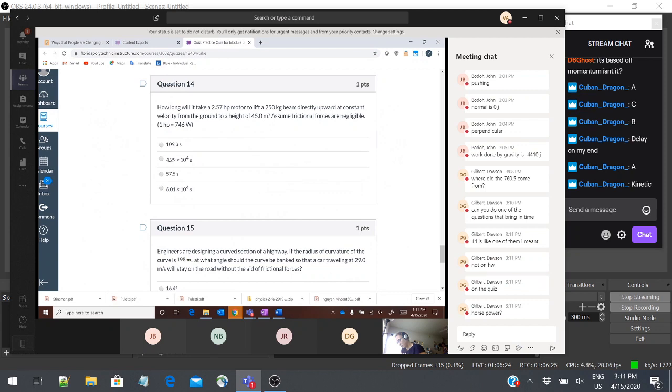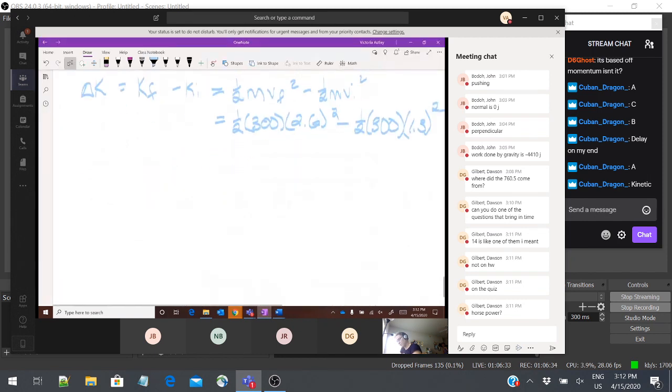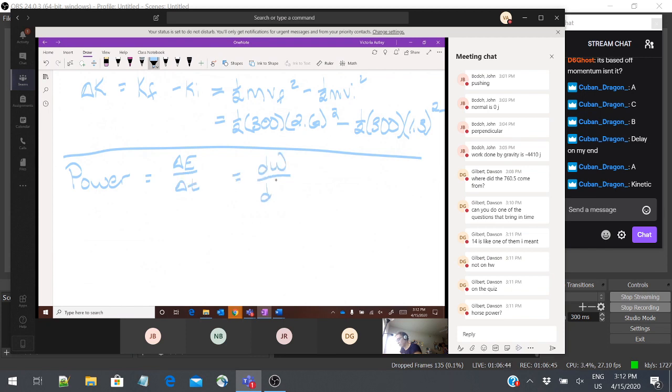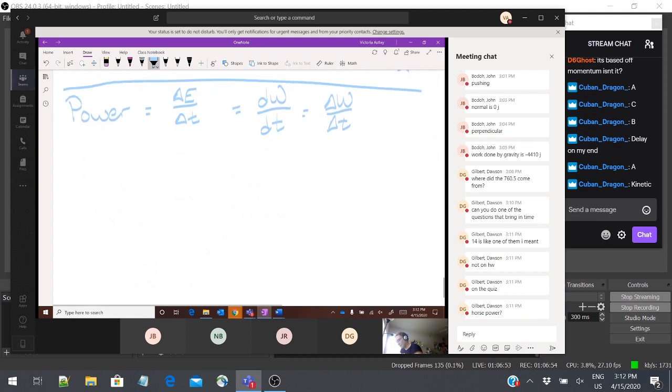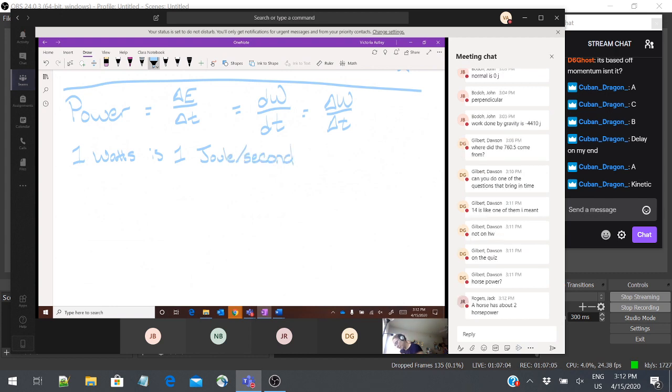So the idea about power is generally the change in energy over time. You can also think of it as the derivative of work over time, or delta W over delta T. There are a lot of subtleties here. So a watt is 1 joule per second.